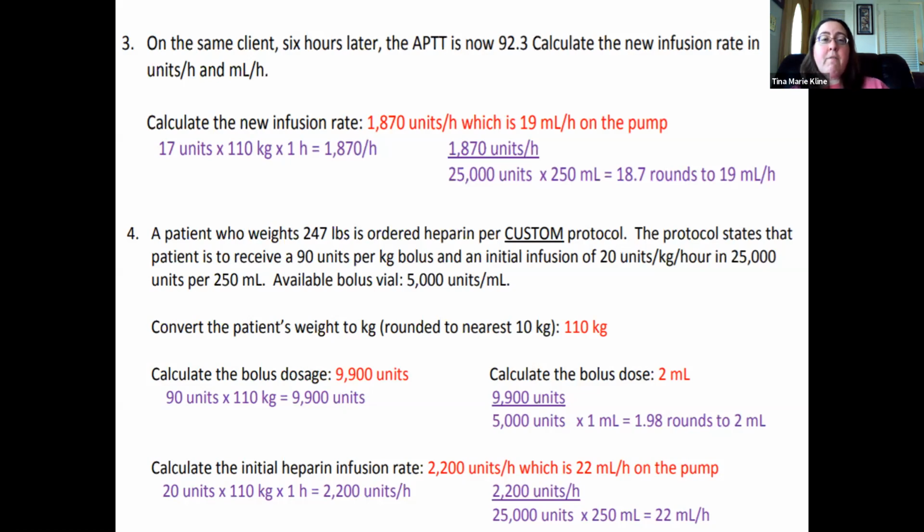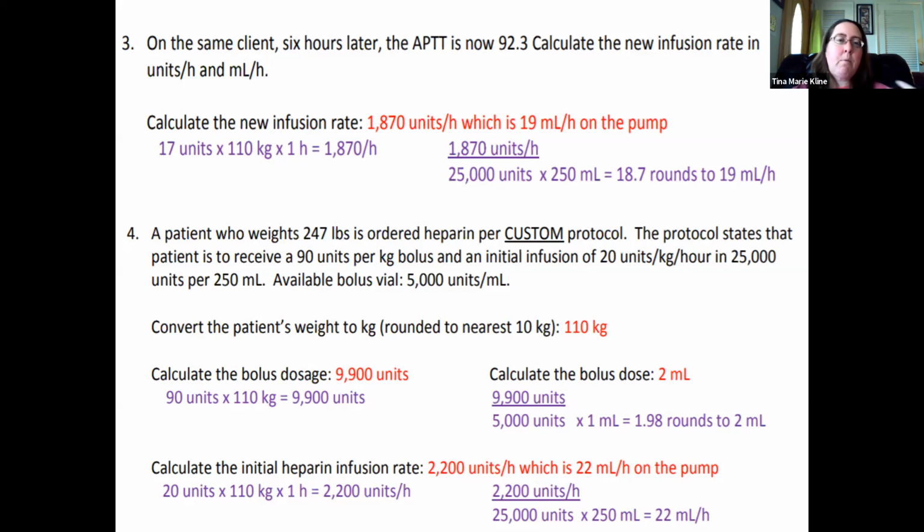So number 4, it's a custom protocol. Well, okay, 20 units per kilogram per hour, that looks okay. My infusion concentration looks the same, 25,000 and 250. But what's different? Look at my bolus vial. Now, instead of 1,000 units per milliliter, it's 5,000 units per milliliter. Okay, that's fine. My process for calculating the problem isn't any different.